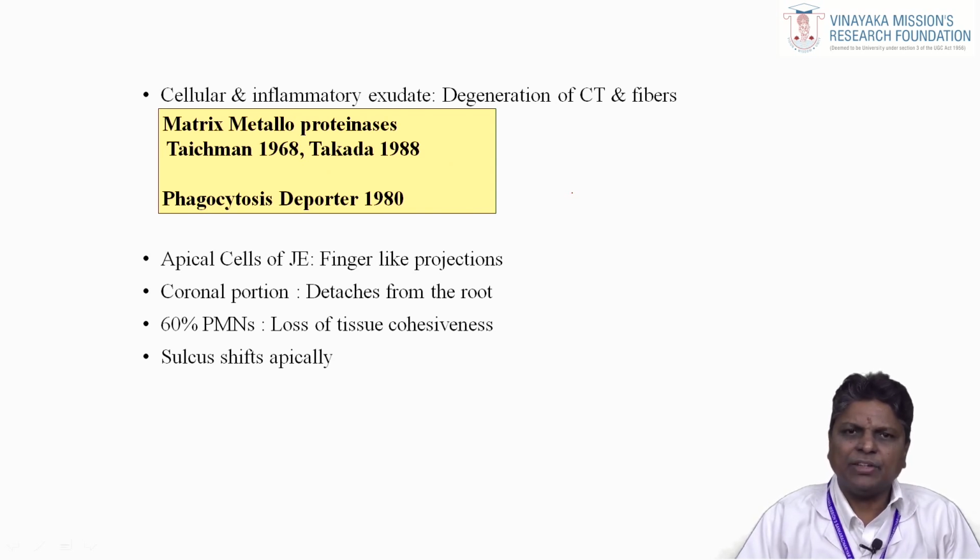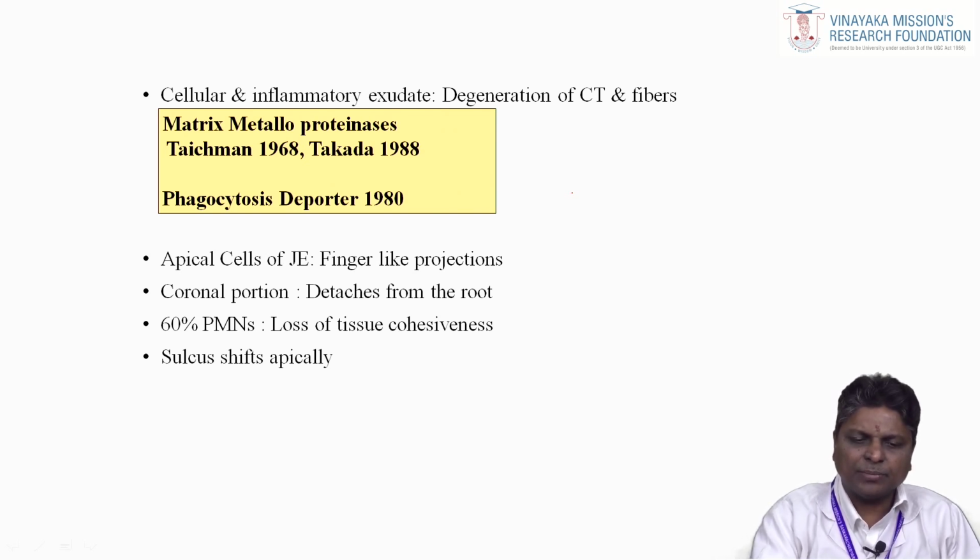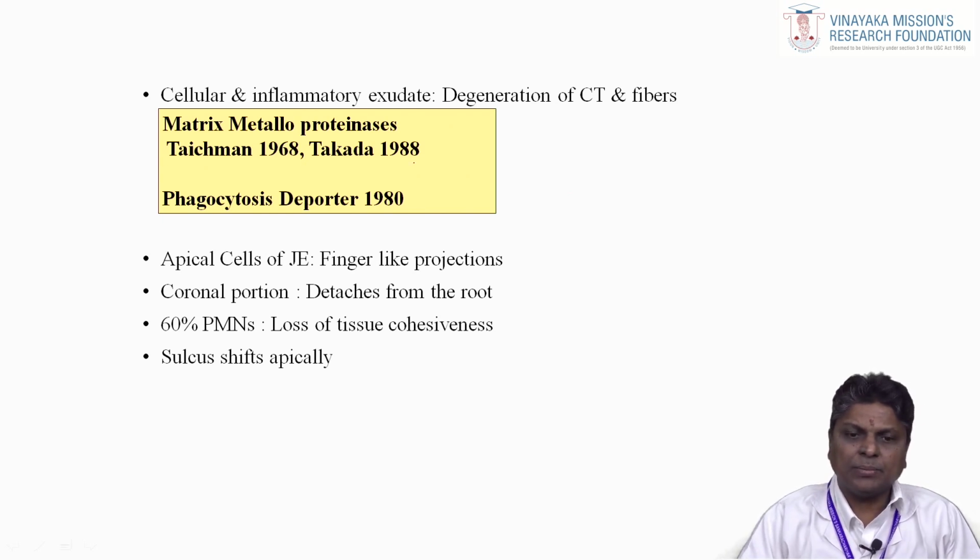They have so many varieties, and the periodontal ligament is made up of collagen 1 and collagen 3, and so many other things. So they can produce matrix metalloproteinases here. That was found out by two authors. Okay, and what will happen? Then there is a possibility of phagocytosis, the engulfment of foreign material by the polymorphonuclear neutrophils.